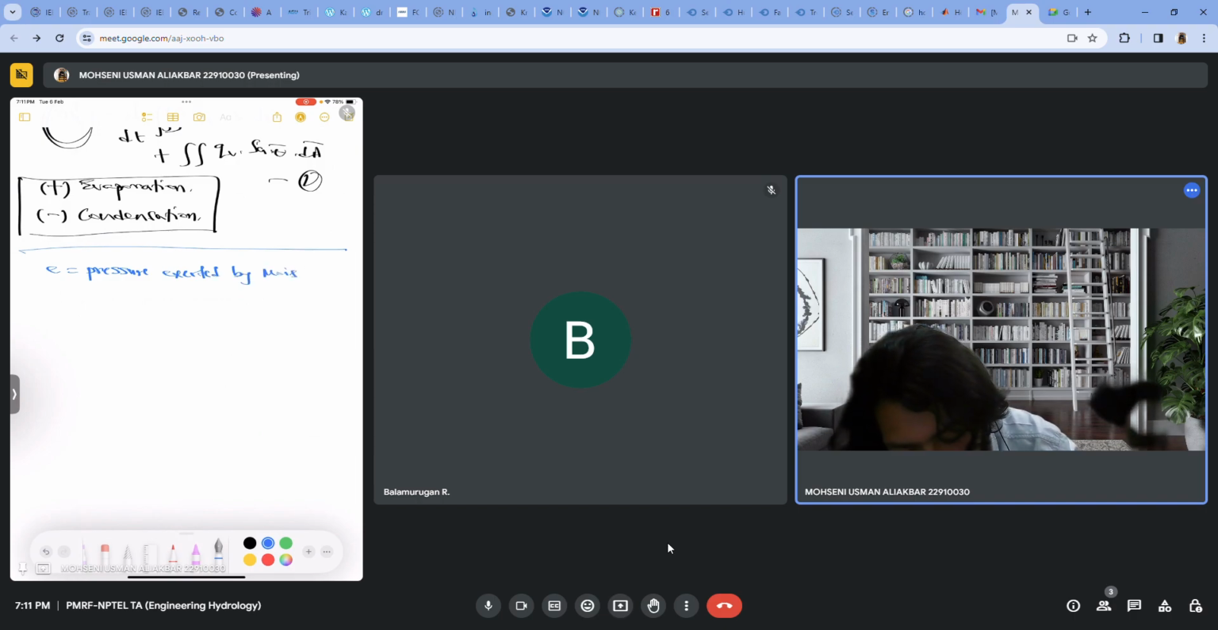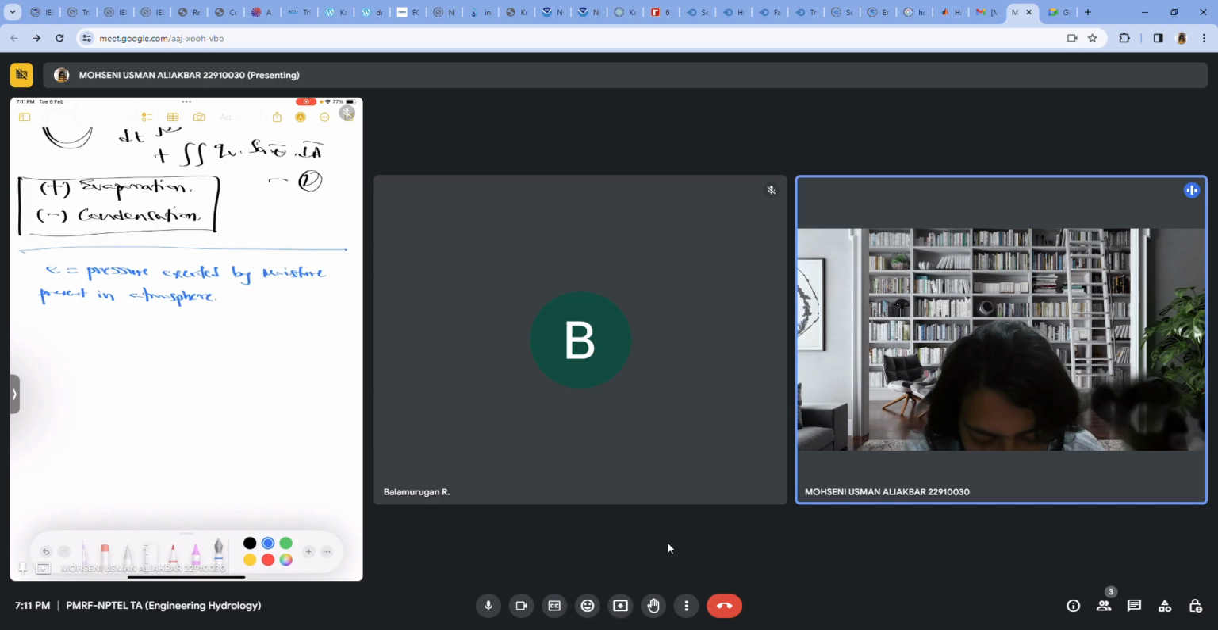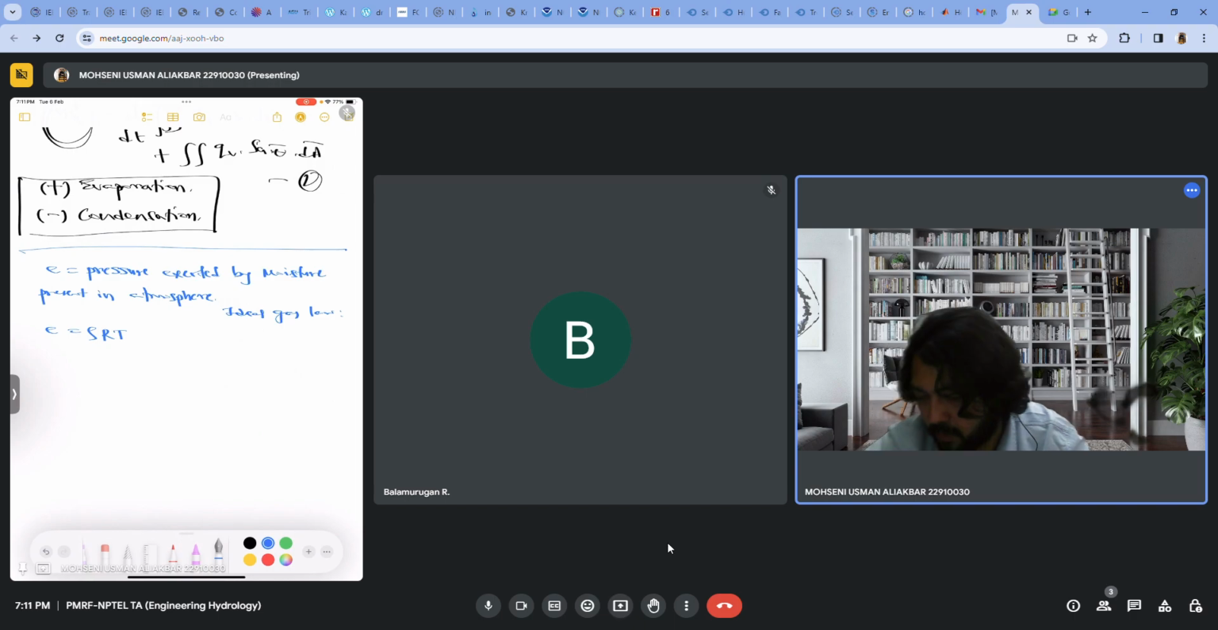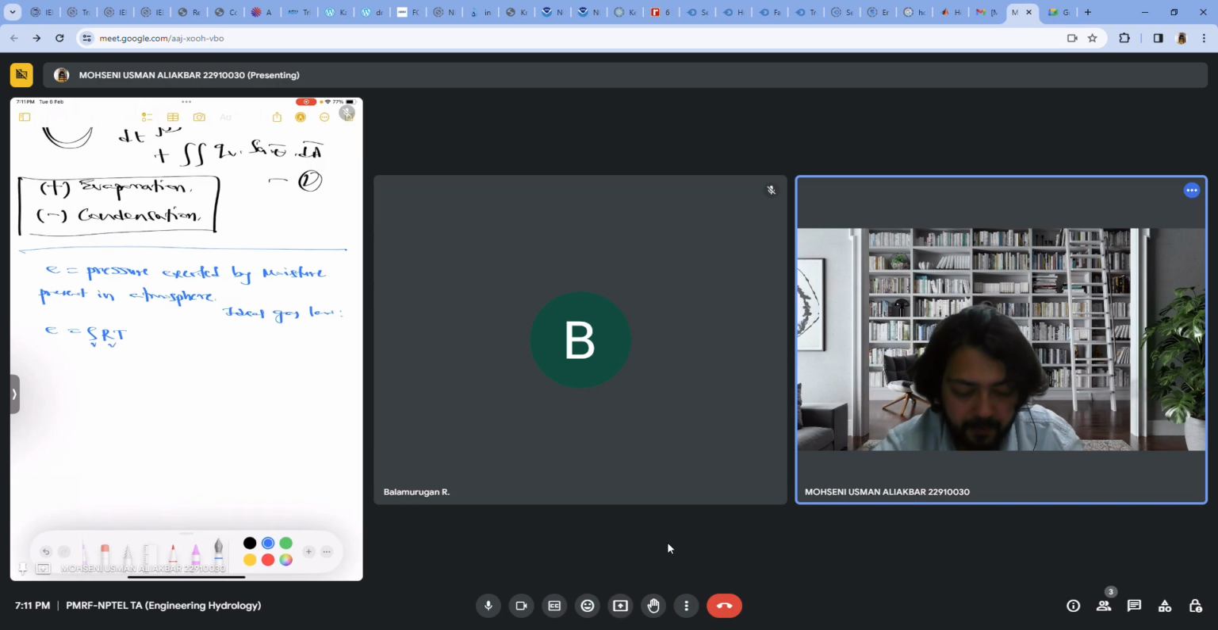moisture present in the atmosphere. We know there is certain water which is always there in the atmosphere. Whatever pressure is exerted by that moisture in the atmosphere, we call it vapor pressure E. And the basic equation that we can use to define E is the ideal gas law, which we have studied in our basic class 1 and class 2. So E is nothing but rho RT, and for vapor pressure we write it as rho V, RV and T. We should know what these terms are.